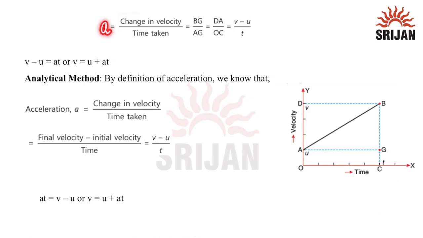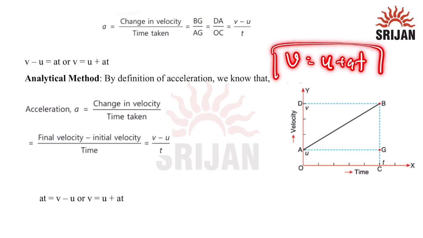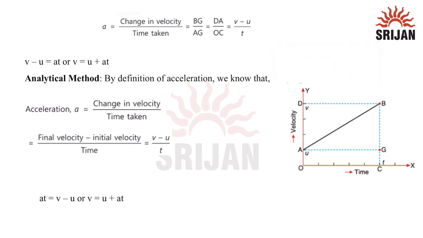Now, as per the graph, acceleration would be equal to change in velocity upon time taken, where it is equal to BG divided by AG, or DA divided by OC, which is equal to V minus U upon T. Or I can say V minus U equals AT, or I can say V equals U plus AT. So this is how you can derive this equation.